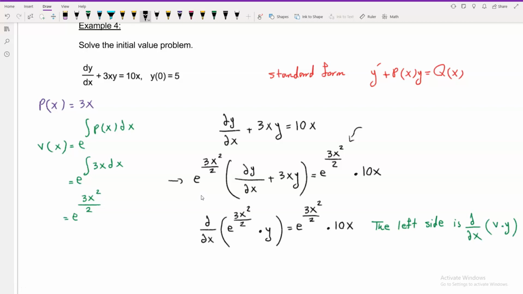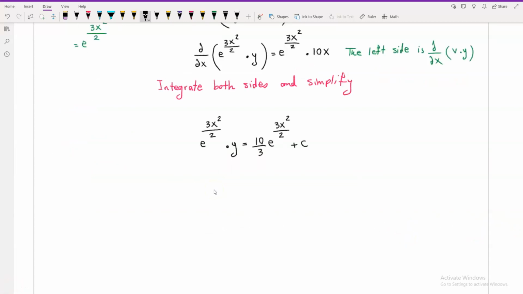So what we have here on this part, d over dx of e power 3x squared divided by 2 times y is equal to e power 3x squared divided by 2 times 10x. So what we have on the left side, that is d over dx of v times y. Now integrate both sides and simplify. So here we have e power 3x squared divided by 2 times y equal to, on the right side we have 10 over 3 times e power 3x squared divided by 2 plus constant c.